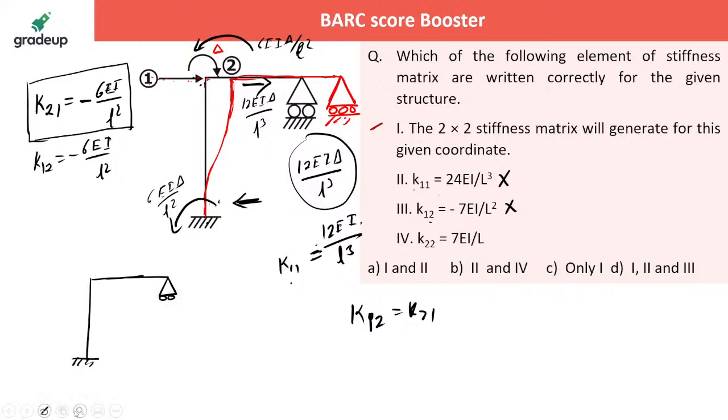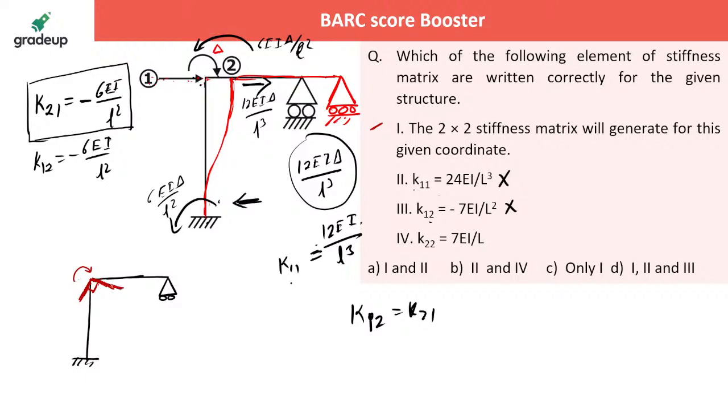Now apply the moment to rotate this joint. Coordinate direction 2 is given, apply the moment, rotate it. If you rotate the joint by unit rotation, what will happen? A rigid joint always maintains the 90 degrees. While the structure starts deforming, that is the response you should understand. This is my first idea about the deflected shape. If you start rotating this joint, first of all, it will maintain the 90 degrees. A complete rotation of the joint will occur.